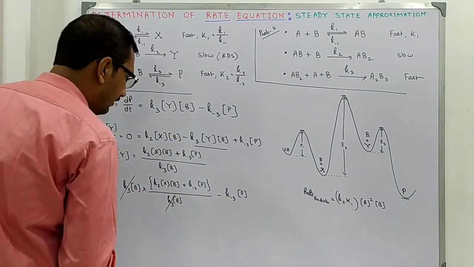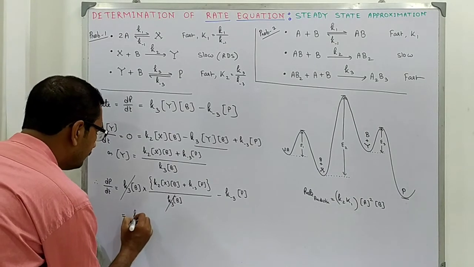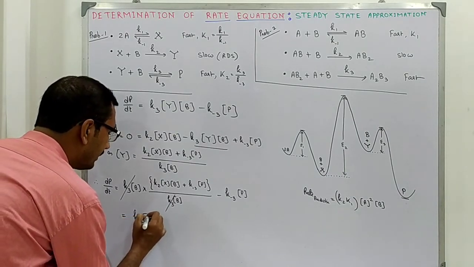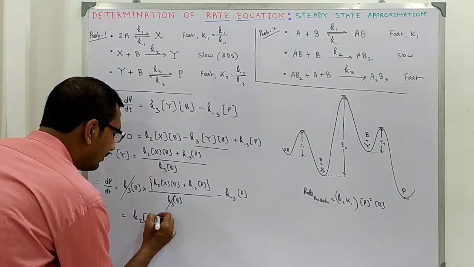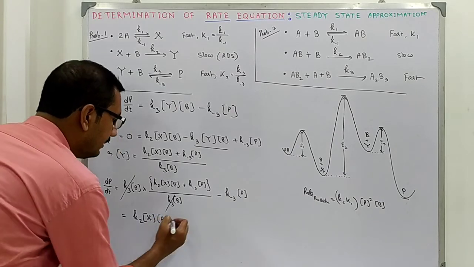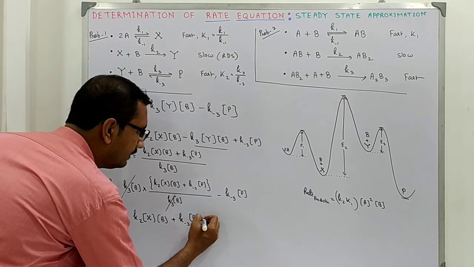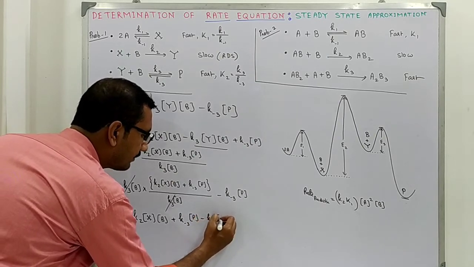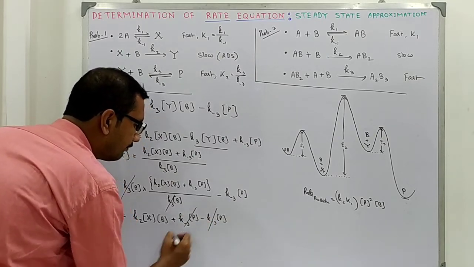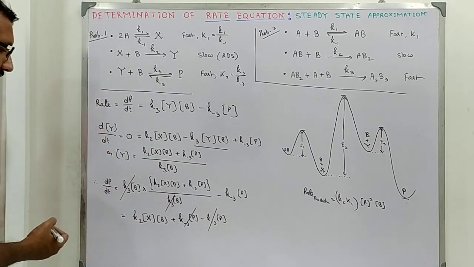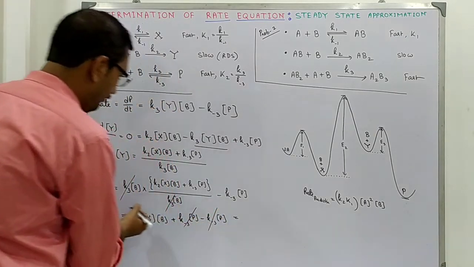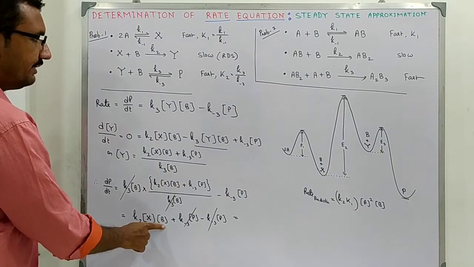Okay. So, we have K2 into concentration of x into concentration of b, and it is K minus 3 into [p] minus K minus 3 into concentration of [P]. So, these two are cancelling out. So, what is left is K2 into concentration of X into concentration of B.